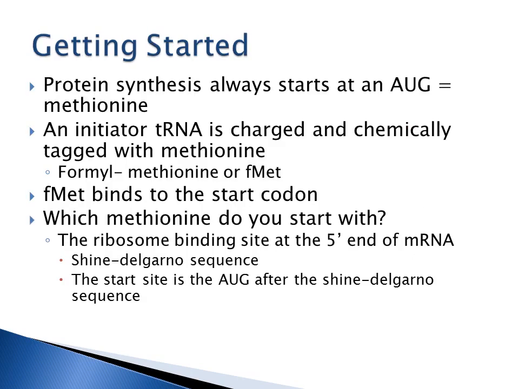So getting started, protein synthesis always starts at the methionine, which is the AUG. The initiator transfer RNA is charged and it's tagged with a methionine, a Formyl-methionine or F-methionine. The F-methionine binds to the start codon. The ribosome binding site at the 5' end of the messenger RNA is going to tell what methionine you start with, because you have your messenger RNA. There might be several methionines in there.